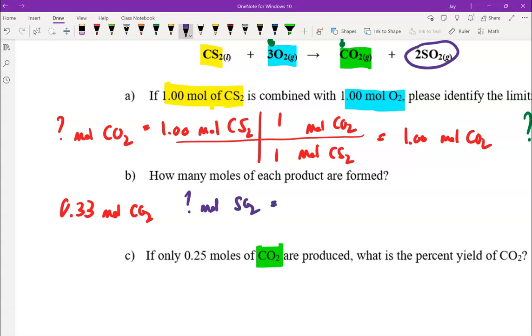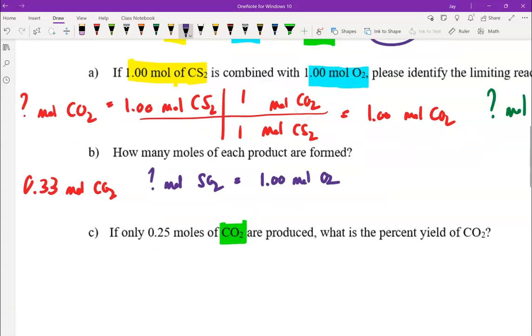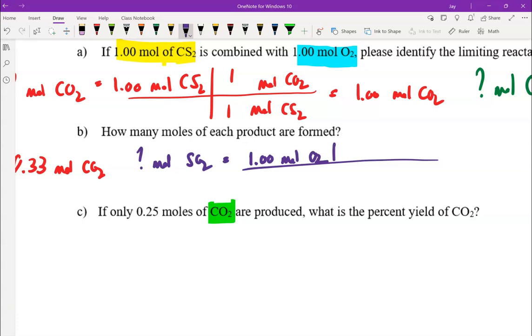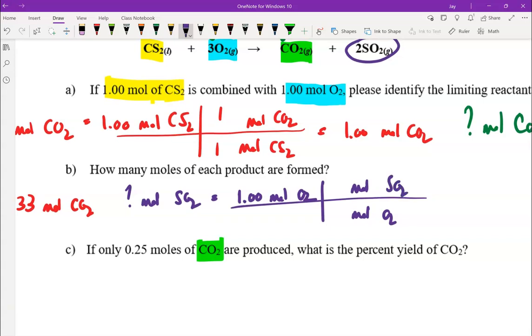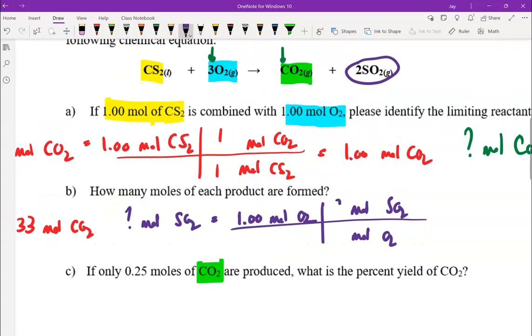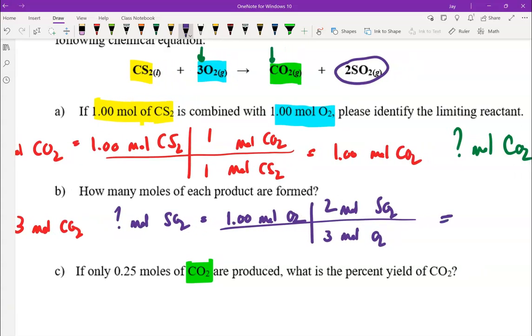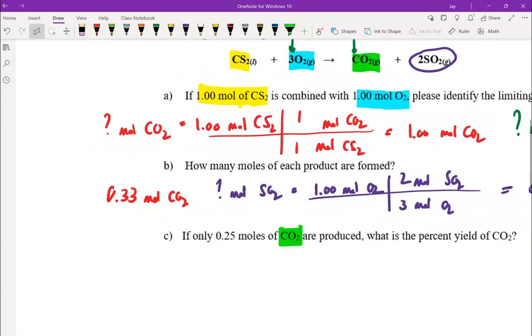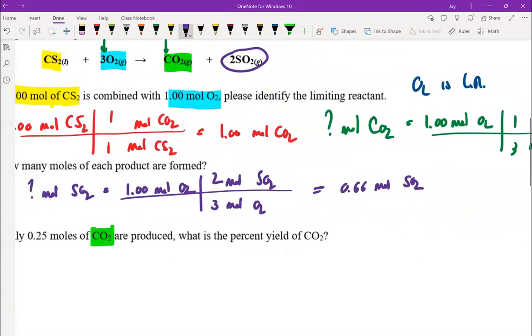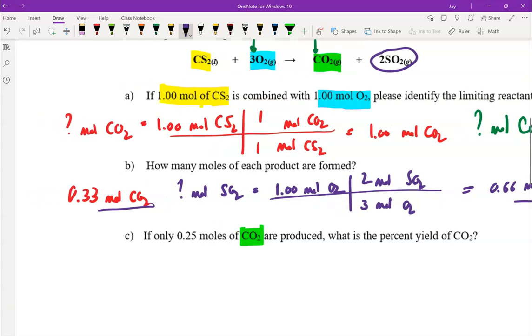How many moles of SO2 are the equivalent of 1 mole of O2? Moles of O2 to moles of SO2, and the equation is 2 to 3. So I'm going to say 1 times 2 divided by 3, 0.66 moles of SO2. So you know exactly how many moles of CO2 and how many moles of SO2.